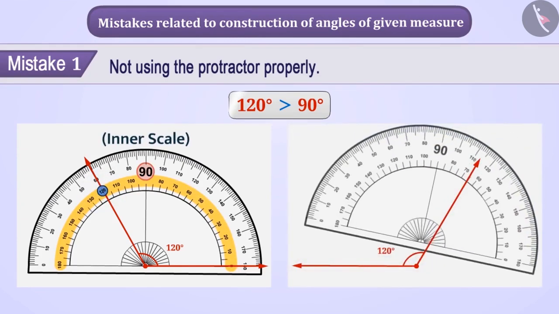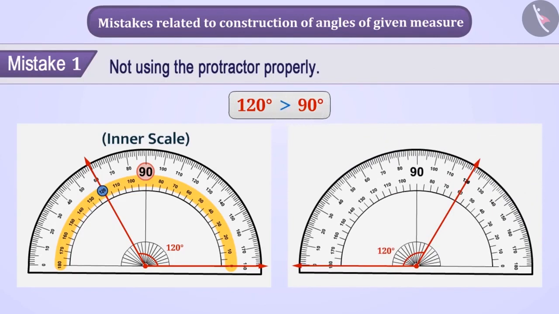Similarly here, we also see that the angle will be more than 90 degrees. But here we will choose the outer scale of the protractor because here on the outer scale we get an angle greater than 90 degrees.